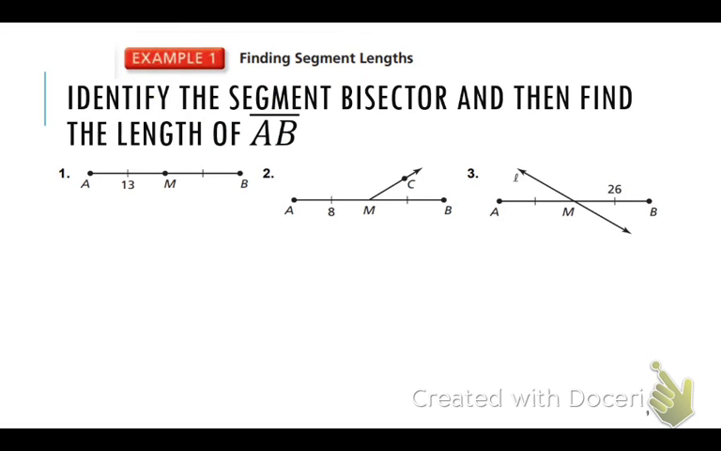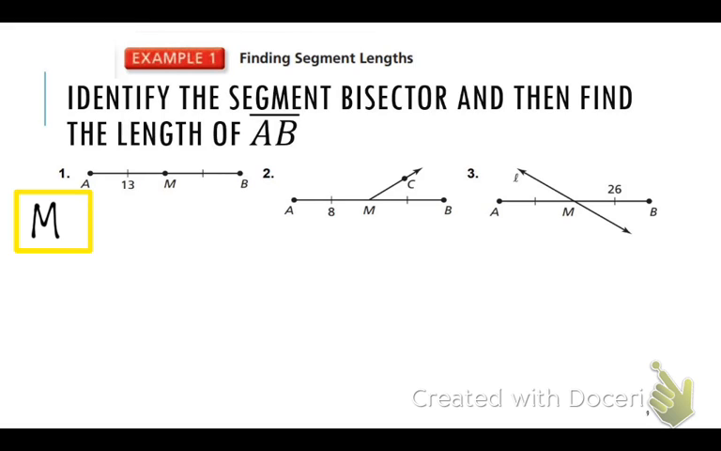So in this section, this is on your page, it doesn't say identify the segment bisector, but we are going to, because it is important on your quiz and test next week. And then we're going to find the length. All right, so number one, what cuts this line in half? M. Okay, so we would write M. That answers the first portion of the question, identify the segment bisector.